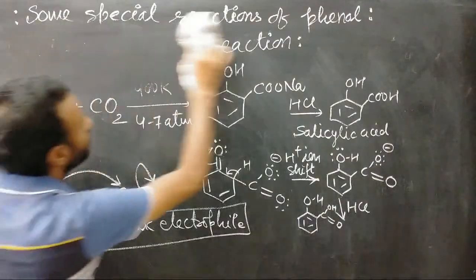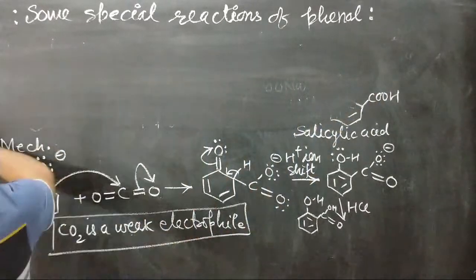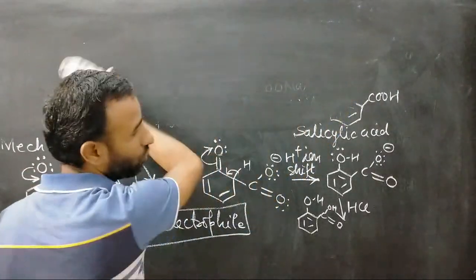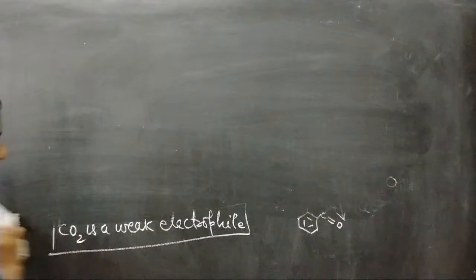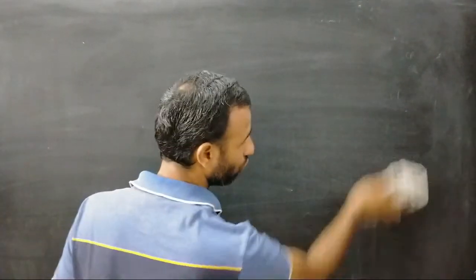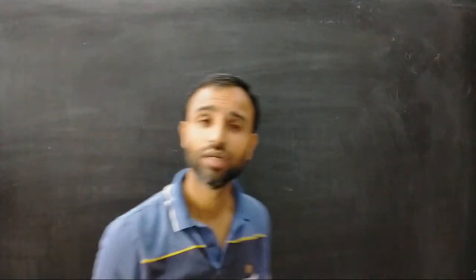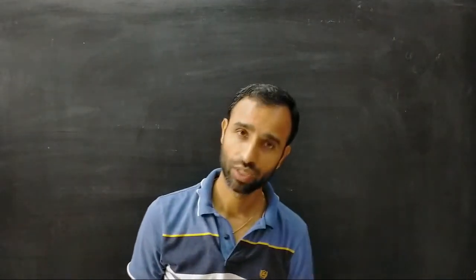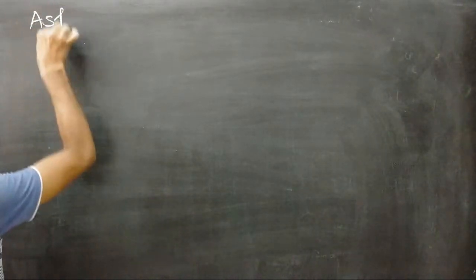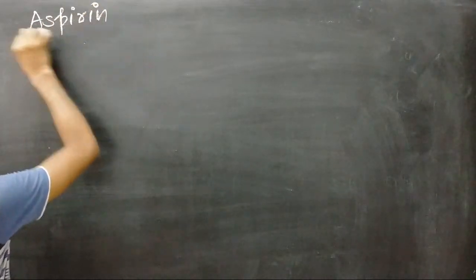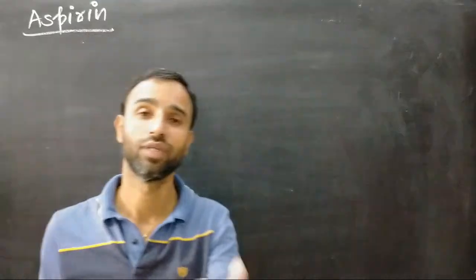So this is always Kolbe-Schmitt reaction. Sodium phenoxide is attacked by carbon dioxide, which is a weak electrophile, at 400 Kelvin and 4 to 7 atmosphere pressure. So we get sodium salicylate, and on acidification we get salicylic acid. So this is Kolbe's reaction or Kolbe-Schmitt reaction. By using this we can prepare aspirin. Next reaction of salicylic acid.